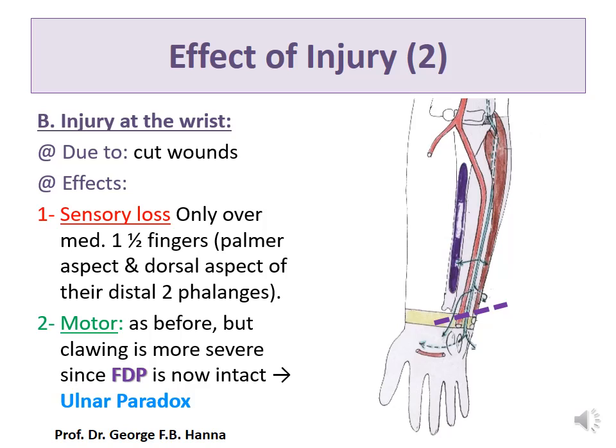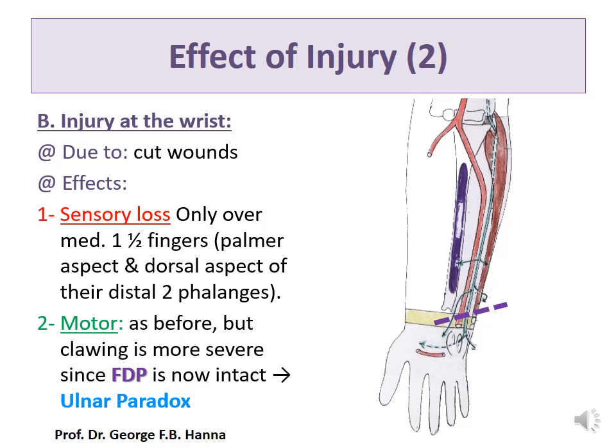Let us go back to the motor effect. Motor effect is as before, as what happened in the injury of the ulnar nerve at the elbow. But you can see here clawing is more severe. How come? Because flexor digitorum profundus is now intact.